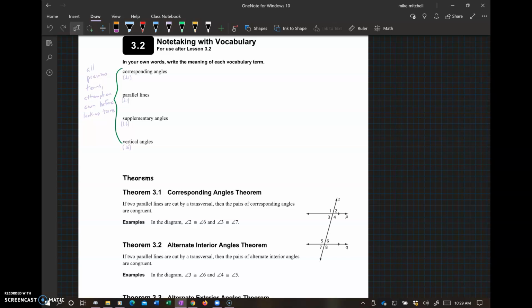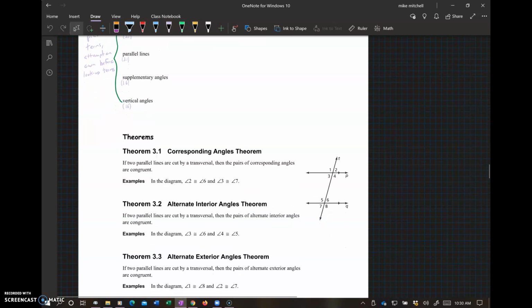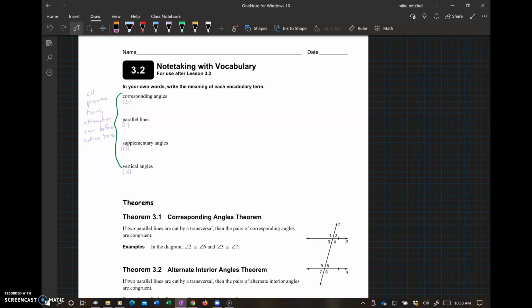You have to know and be able to identify those angle pairs. Terms I'm not going to write out, you have all these in previous sections. Corresponding angles and parallel lines you can find in 3.1, that's the previous page. Supplementary angles and vertical angles are in 1.6. You can look those up in your journal or your book and get those definitions down. I'm not going to write them up right here, but I expect you to fill these out.